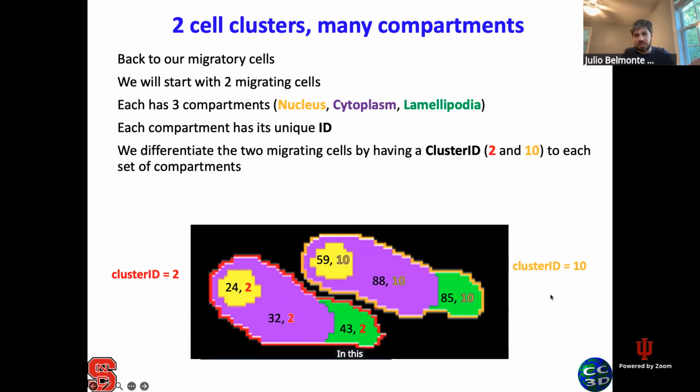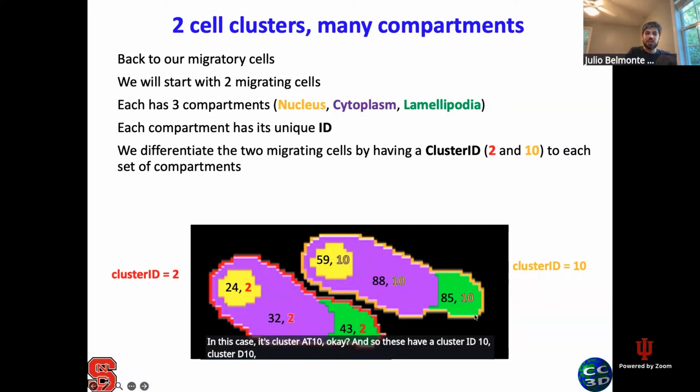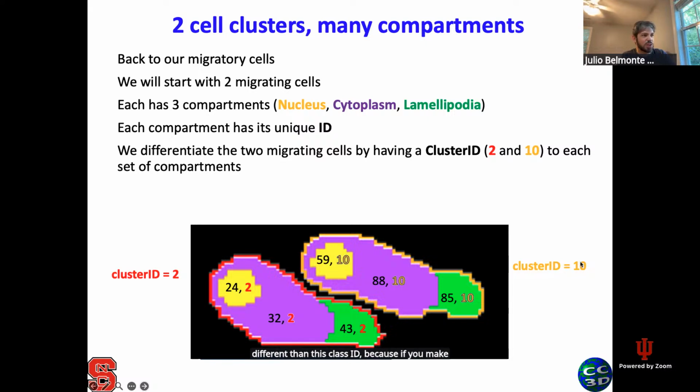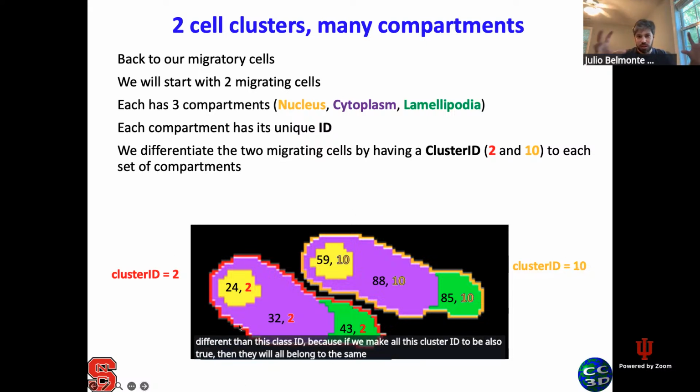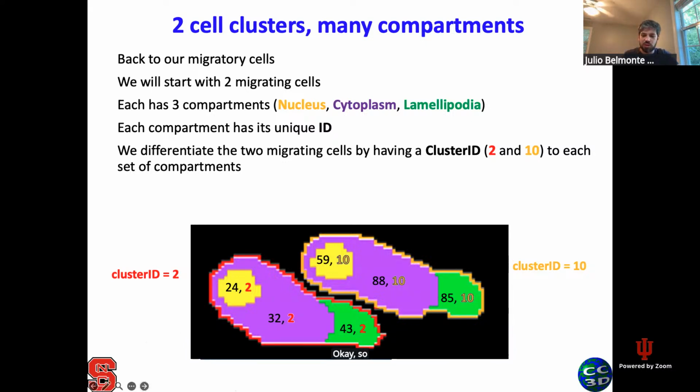In this case, it is cluster ID 10. So these have cluster ID 10, cluster ID 10, cluster ID 10, which tells you that they belong to the same cluster of cells. I'm using more or less random numbers here to show that there's no need for the cluster ID to match any cell ID inside the cell. Exactly which number you use doesn't matter, as long as this cluster ID is different from this cluster ID. If you make this cluster ID also 2, then they will all belong to the same cell, because you group them together. If you give a different one, they will be treated as different cells. So that's what you'll be doing in our model.